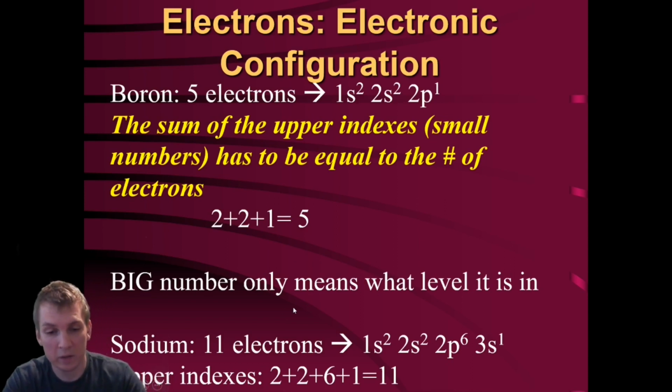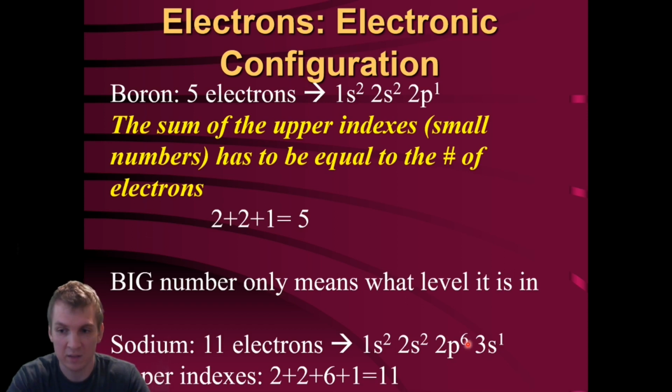If we compare to a different element, let's say we have sodium. Sodium has 11 electrons, and I can see that by counting all of these upper indexes. 2 plus 2 is 4. 4 plus 6 is 10. 10 plus 1 is going to be 11. Okay, so 2 plus 2 plus 6 plus 1, 11. That tells me 11 electrons, which means 11 protons, which means sodium.